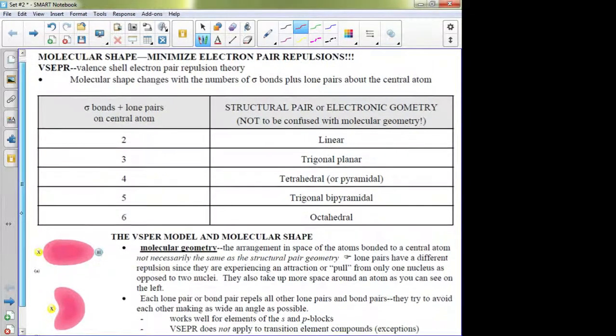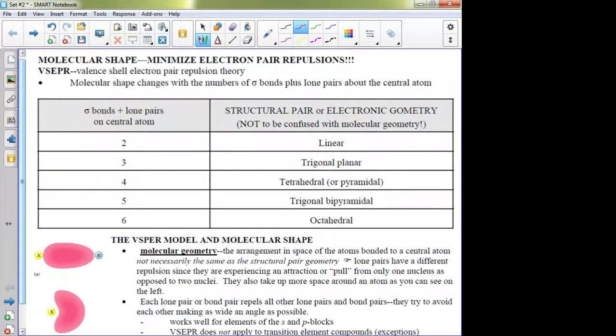Okay, alright. So, molecular shape. Here's the deal. We're going to use VSEPR theory for this. And you did this last year, promise, cross my heart you did. It was just so hard, I could not remember what was what. You're going to be good.